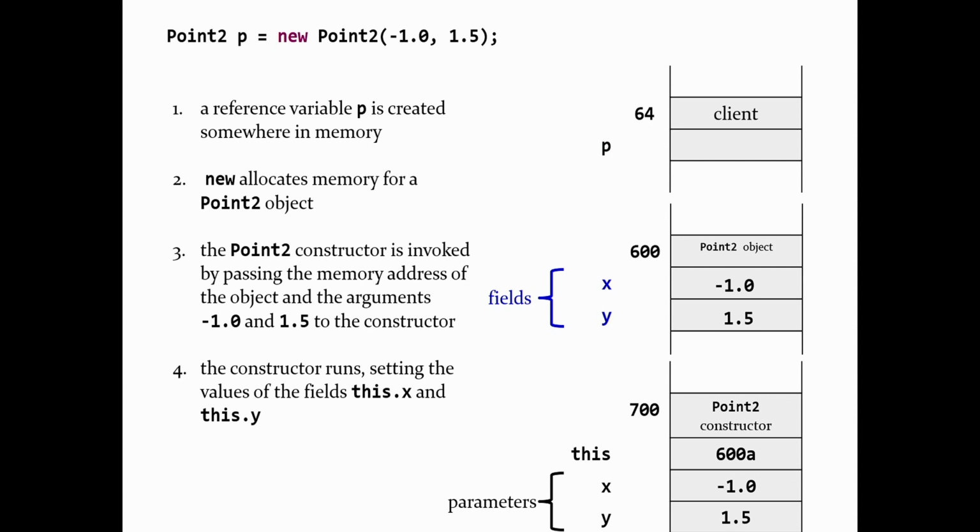Right? And now the constructor finishes running, and new returns the address of the newly constructed object and stores that in P. All right. Any questions about what's going on when you call a constructor?